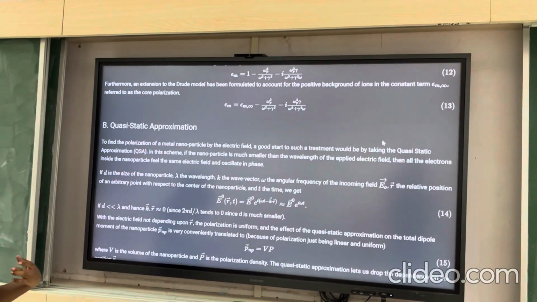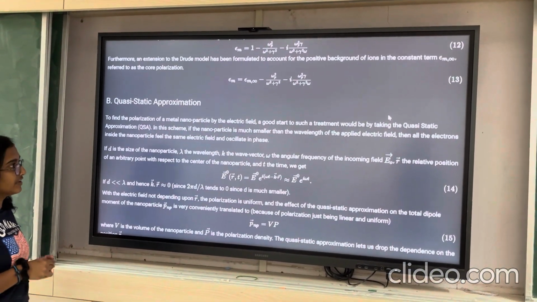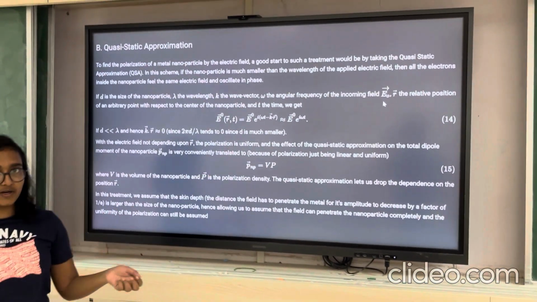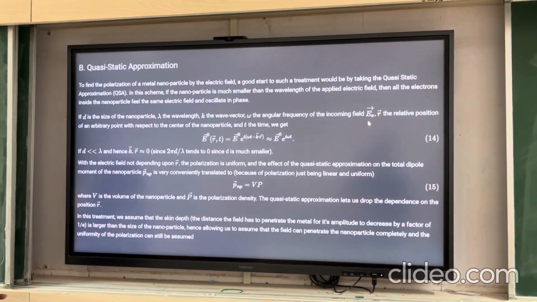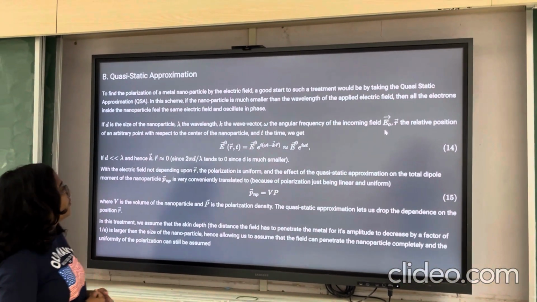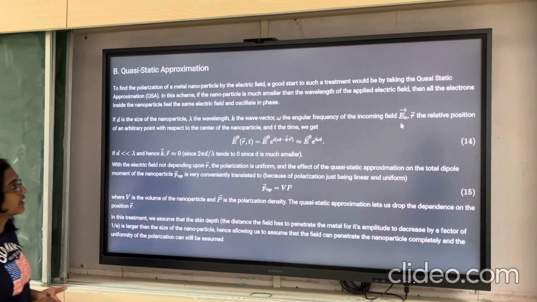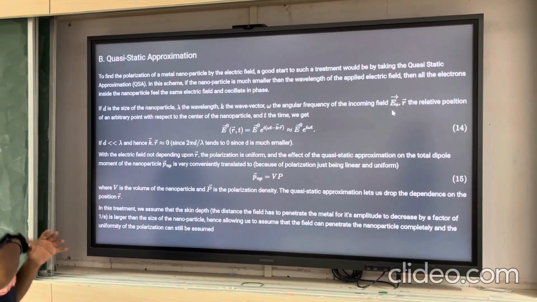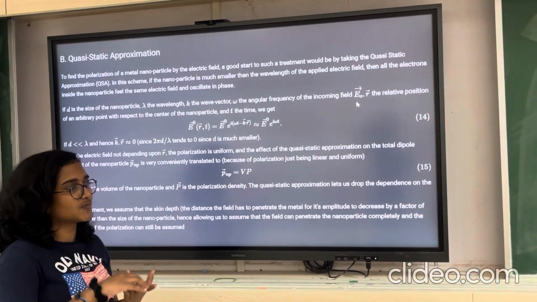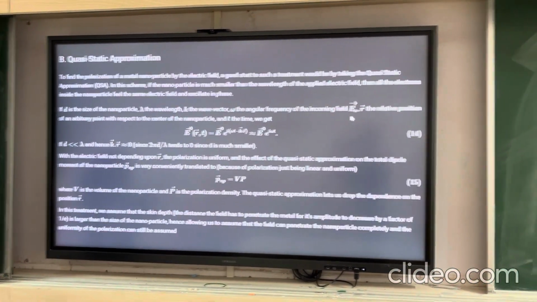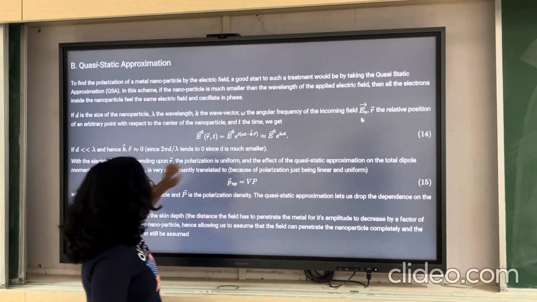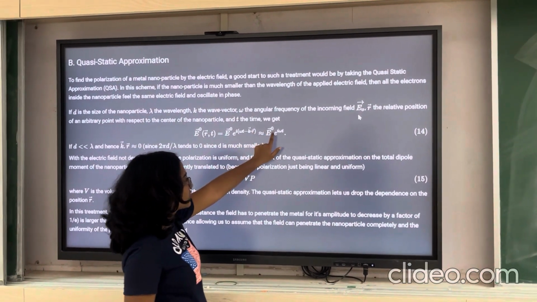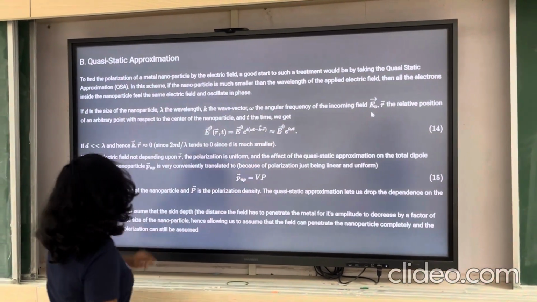To find the polarization of the metal nanoparticle by the electric field, first we take into account that it's a nanoparticle, which means that the size of the particle is much less than the wavelength of the electromagnetic field. And so we can assume that the spatial component of the electric field is the same throughout the particle. Basically, E naught of r,t, which is E naught e to the power i(omega t minus kr), can just be approximated as E naught e to the power i omega t.